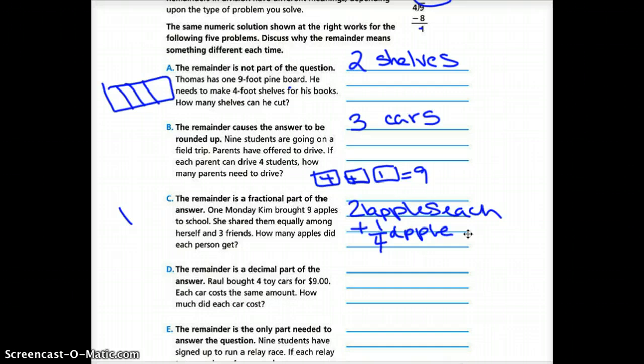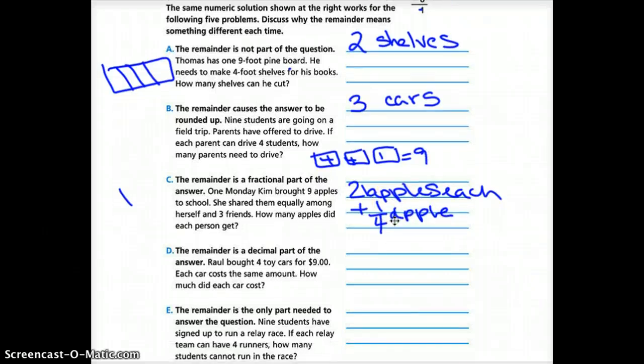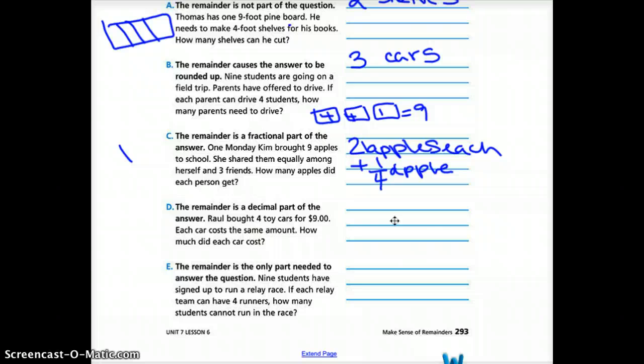Alright, letter D. The remainder is the decimal part of the answer. So Paul bought 4 toy cars for $9. Each car cost the same amount. How much did each car cost? So if I have $1 remaining and I need to split that into 4, that means it's going to be 25 cents. I'm going to have 4 quarters, so that'd be 25 cents for each car. So that would be $2.25.